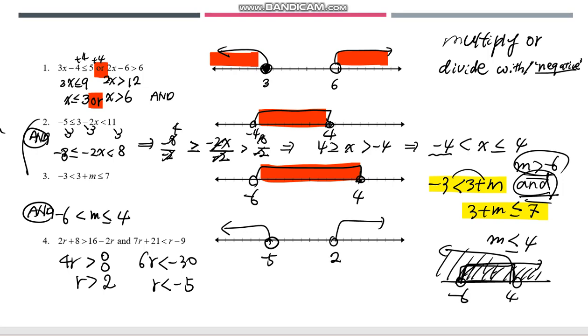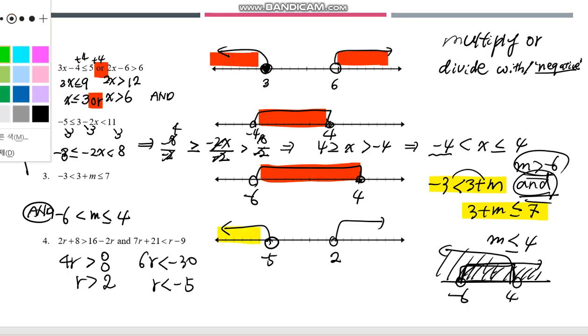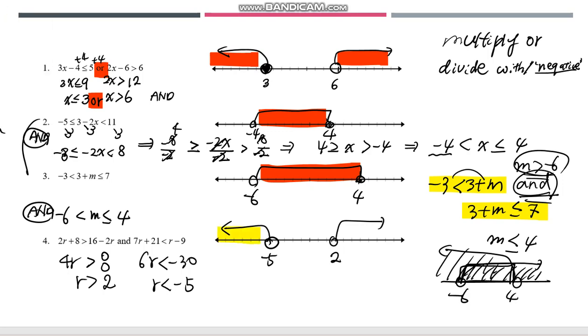Now it is "and," right? So we want to know the intersection of these two, but there is no intersection. Therefore, the answer is no solutions, because there is no intersection between these two, and it is with "and."